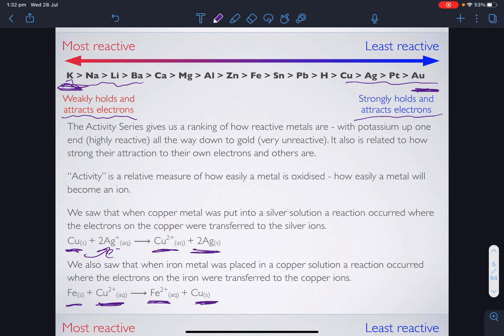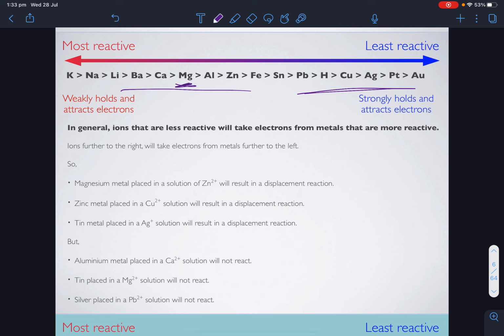So in general, ions that are less reactive will take electrons from metals that are more reactive. So ions further to the right will take electrons from metals further to the left. Okay, so here's some examples. Magnesium metal placed in a solution of zinc 2+. Well, zinc is further to the right. Zinc will take those electrons from that magnesium metal. Zinc placed in copper. Copper's further down here. So copper will take those electrons from zinc.